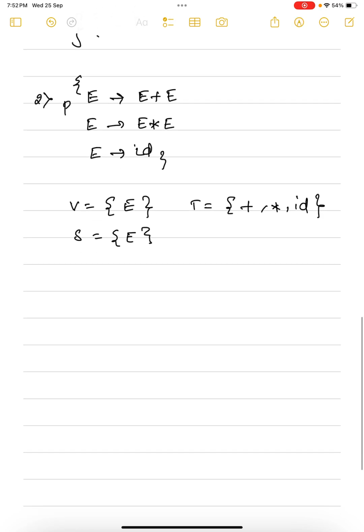Now we need to convert this into Chomsky normal form. Here the right hand side is having a non-terminal, terminal and non-terminal. Now let me start by introducing new production. Let E1 tends to plus and E2 tends to star. So this is in Chomsky normal form.